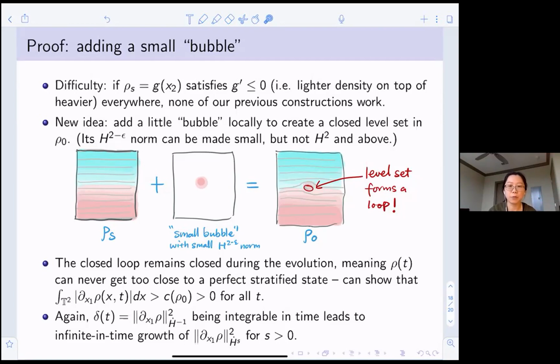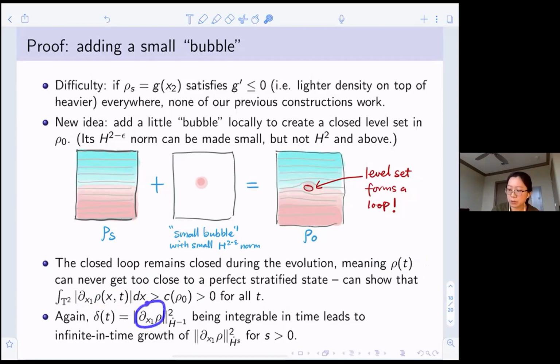Right, and for that reason, the presence of this loop for all time will keep the density from ever getting too close to a perfect stratified state. And actually, we can show again that the integral of partial x1 is uniformly bounded below by a positive constant. And again, what does it mean?